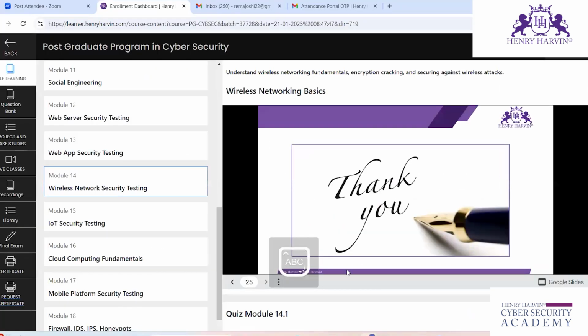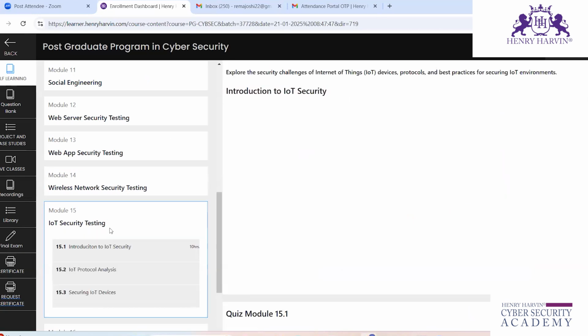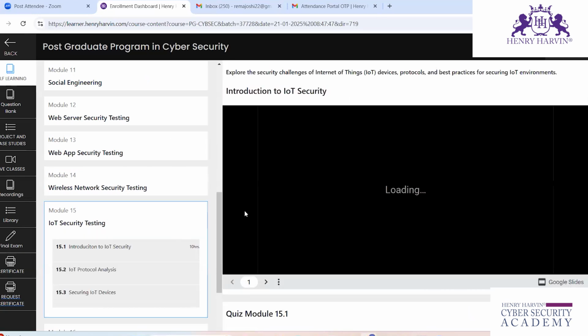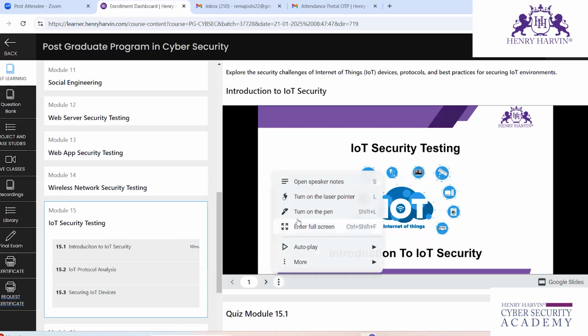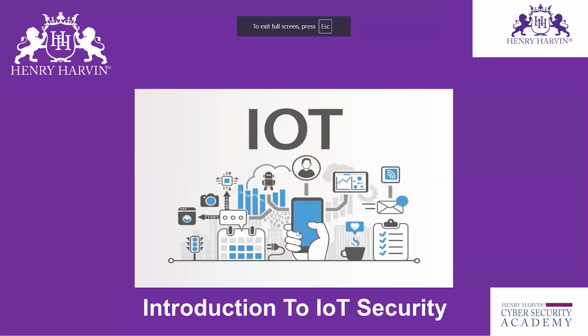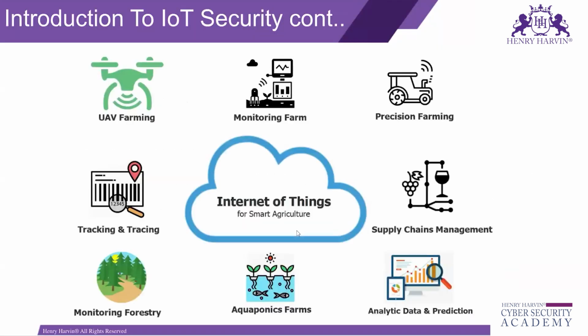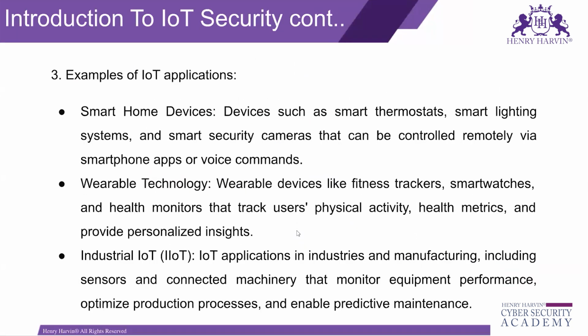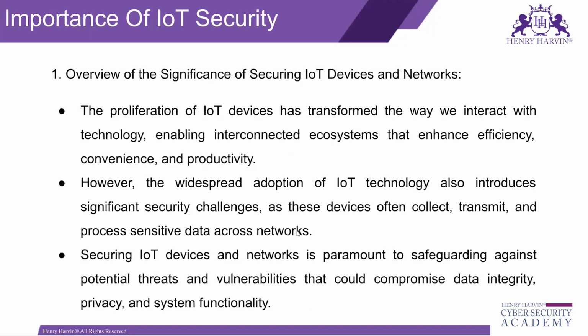Now coming to the next chapter, that is IoT devices. Here we are discussing Internet of Things. You can see UAV farming, monitoring farms, precision agriculture, all these places where we are using IoT. Examples of IoT applications: smart devices and wearable technologies, all these things are working with IoT.